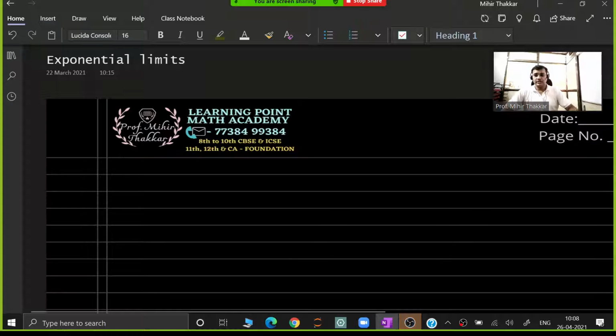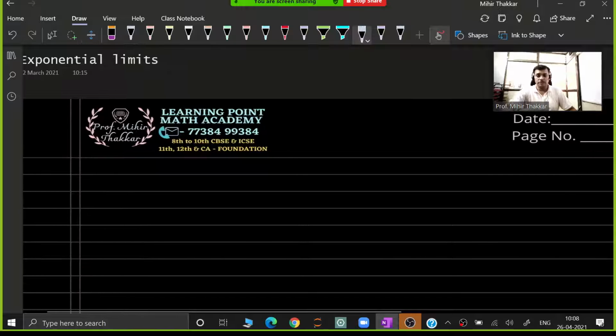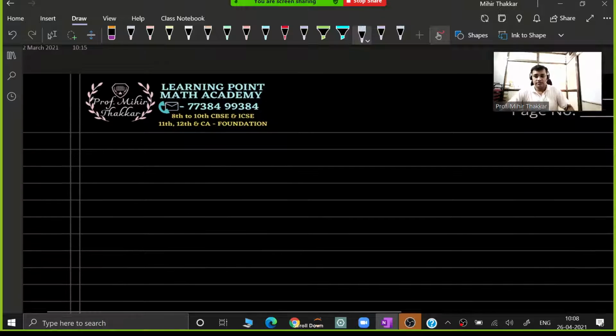So today we have to start with the exponential limits. So let us understand what exactly is the exponential function, logarithmic function, and only then we can go with the working on the exponential limits. So let us see what we can do in this.